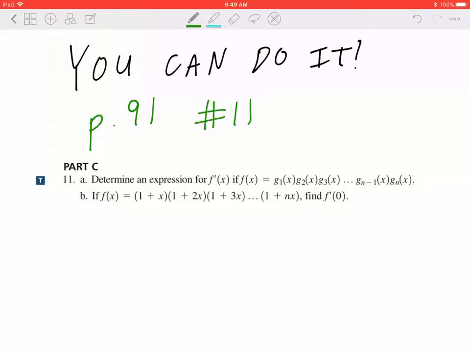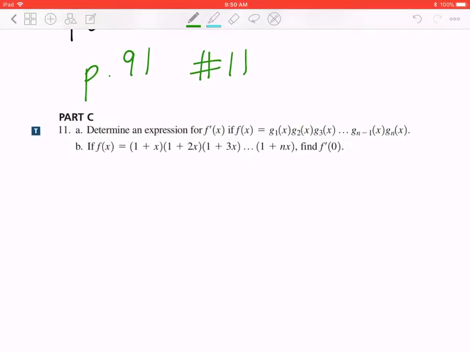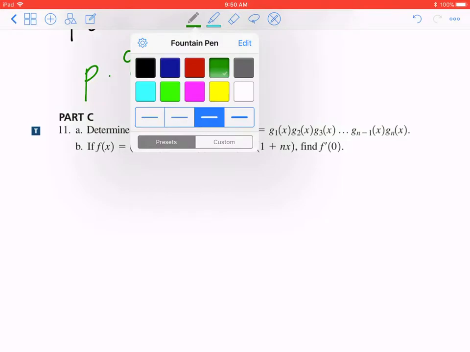Hi everyone, let's take a look at number 11 on page 91. Part A, determine an expression for f prime of x if f of x equals g1 of x times g2 of x times g3 of x, all the way to the second last term, g(n-1) of x, times gn of x. Now before we start this problem, you have to be mindful of the basic formulas.